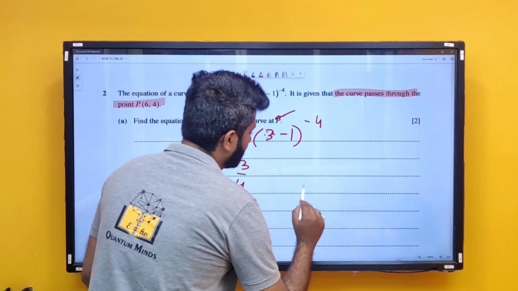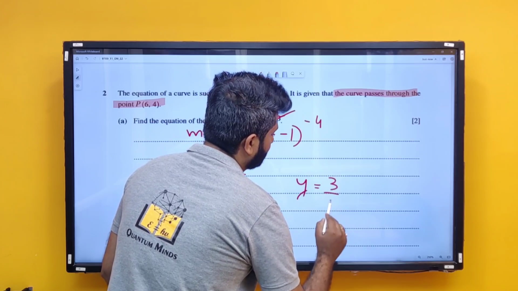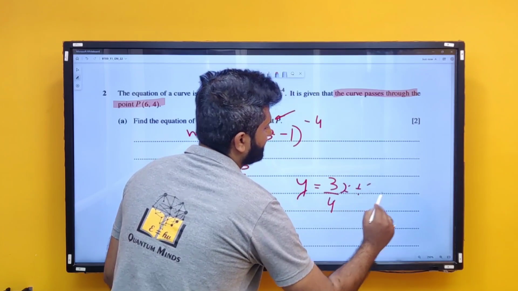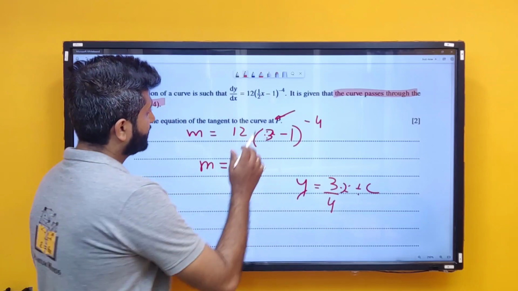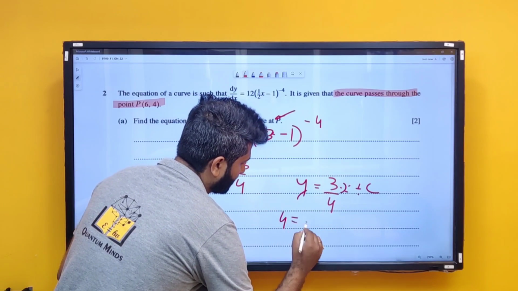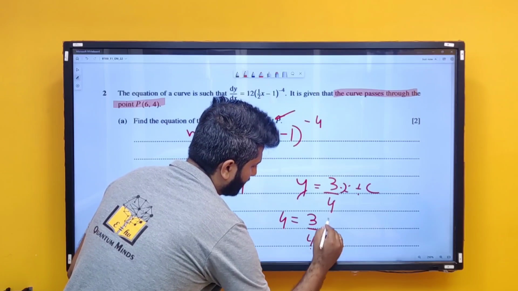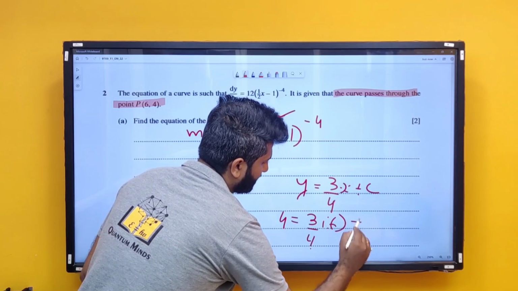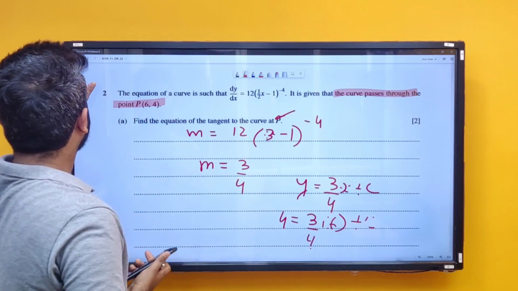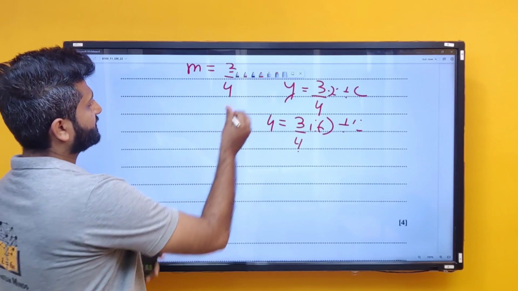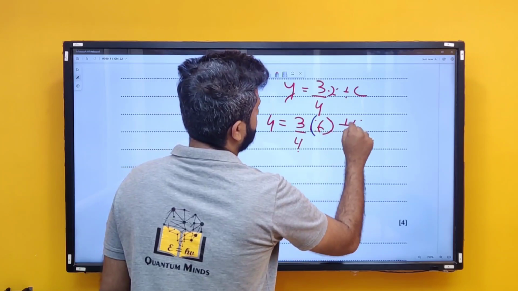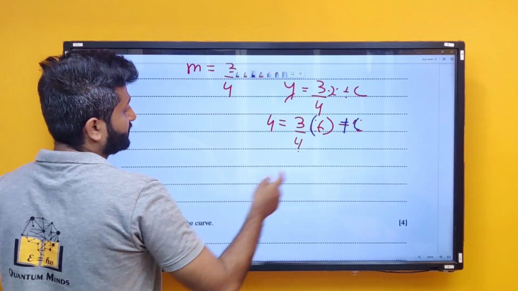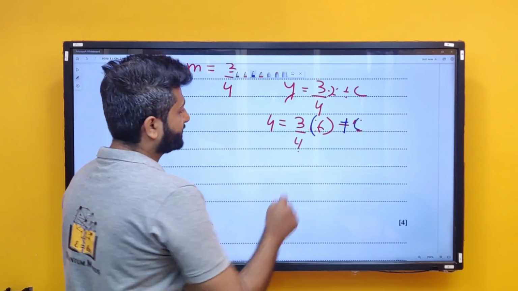So now guys, the equation becomes y equals 3 by 4 x plus c. Now the value of x is 6 and y is 4. So let us substitute that. So 4 equals 3 by 4 into 6 plus c. Now if I cancel, this is going to be 2, this is going to be 3.